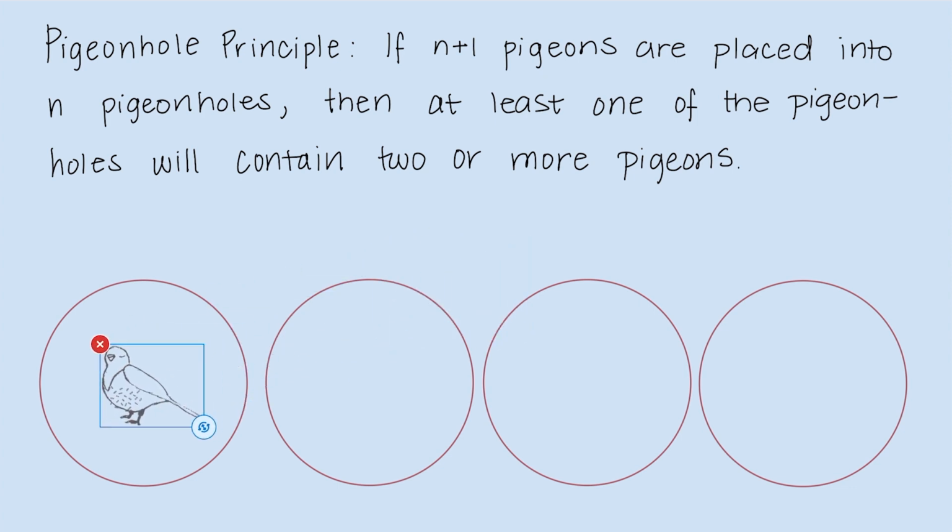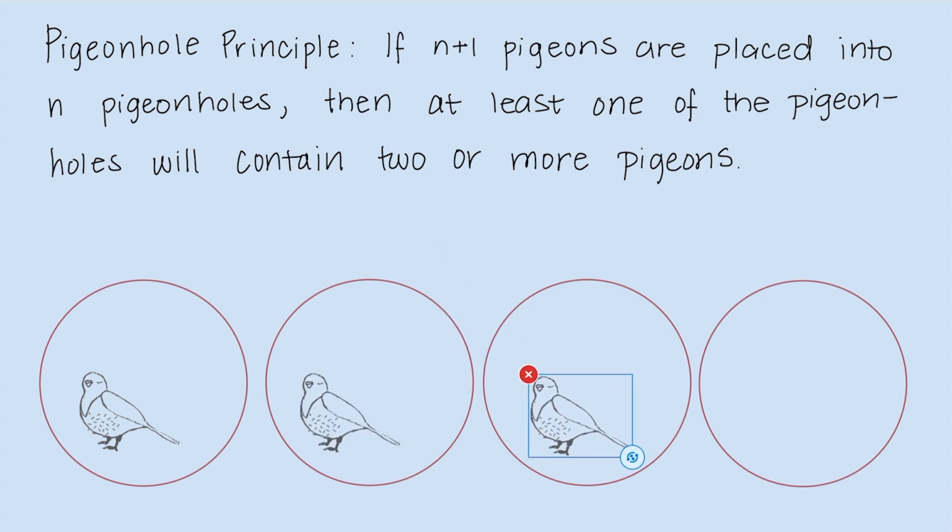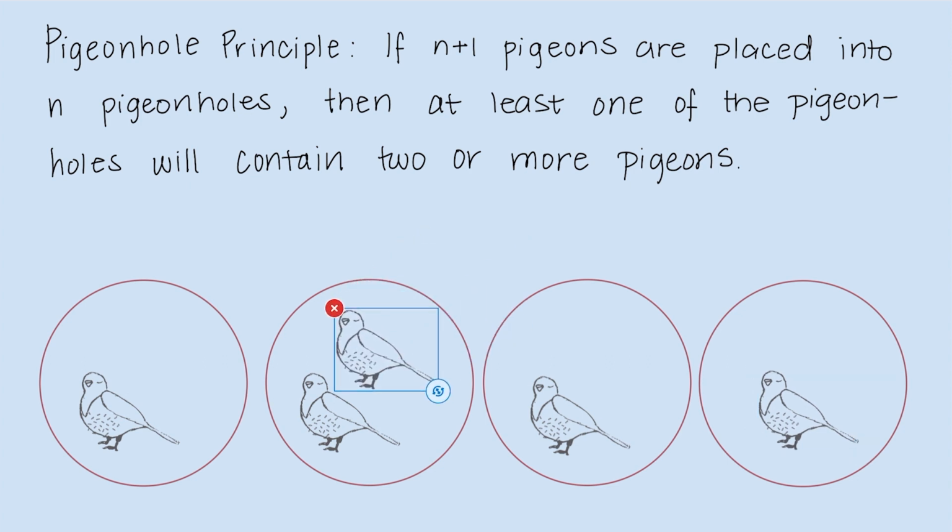So in this case, suppose we've got 4 pigeonholes, and we're trying to place 5 pigeons into those holes somehow. We can see that the first 4 could get distributed as far apart as possible by placing 1 pigeon into each hole, but by the time we get to the 5th guy, he's going to have to get paired up with somebody. So in this case, we've got 1 pigeonhole that contains 2 pigeons.